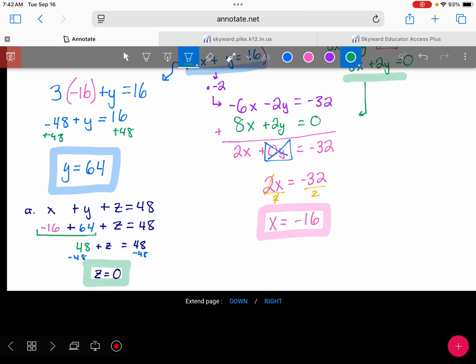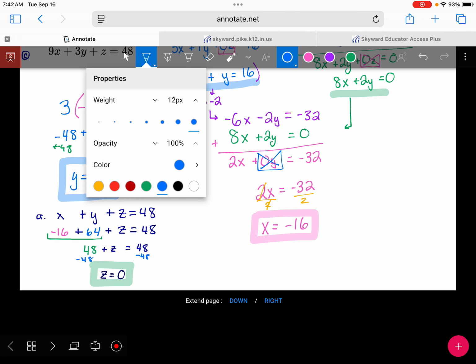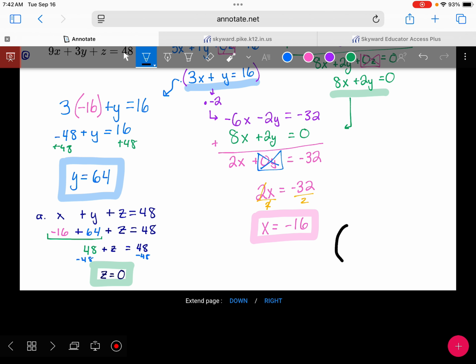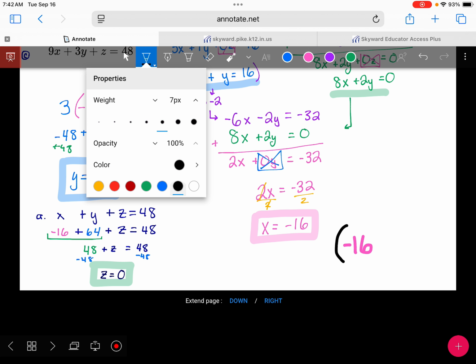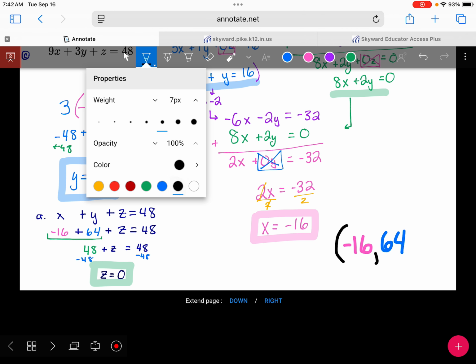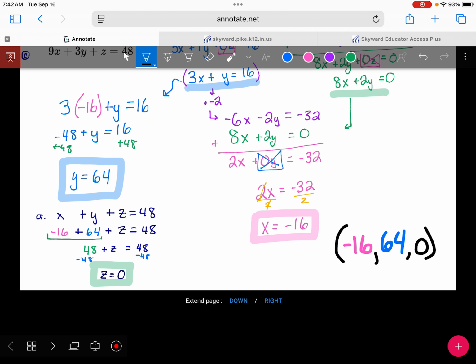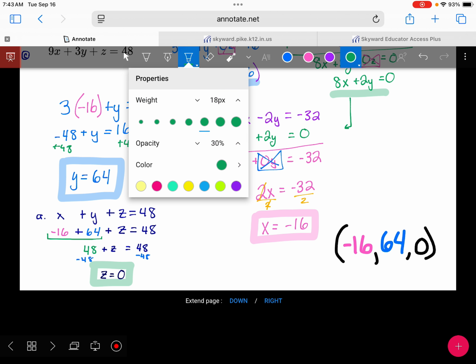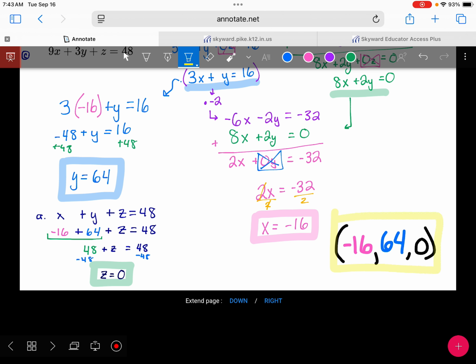We need to have all three pieces, and the way we write our answer with a normal size pen is with our x first, negative 16. Then we're going to have our y next, positive 64. And then we have our z, which was 0. And this is our answer. And these are the grossest things I think we do all semester. I think these are the worst thing we do this semester. So if we can do this, we are golden.